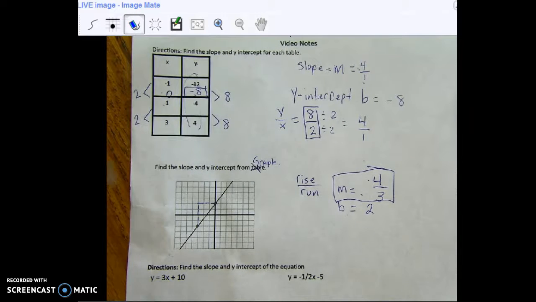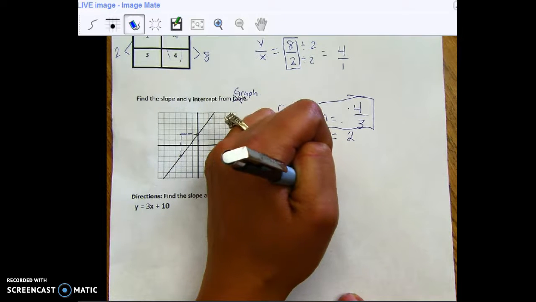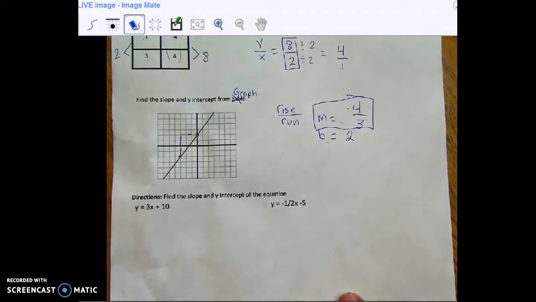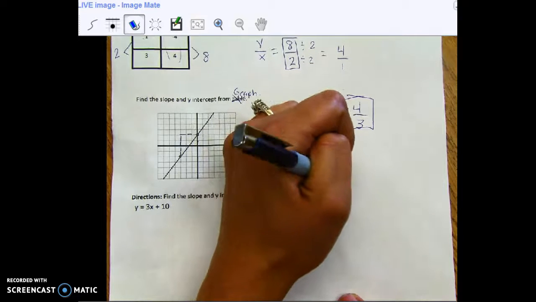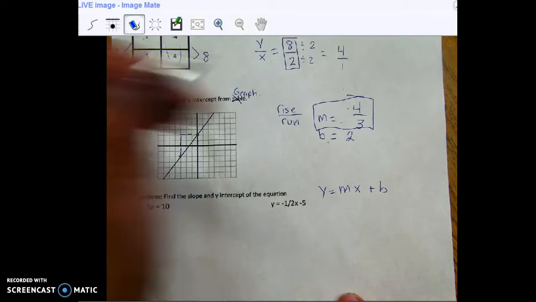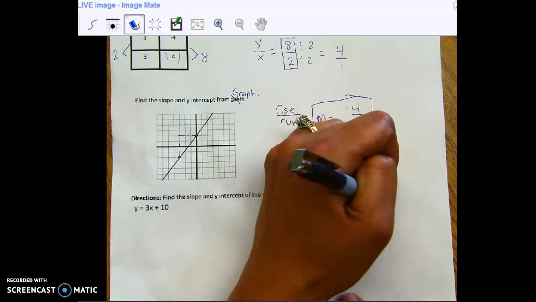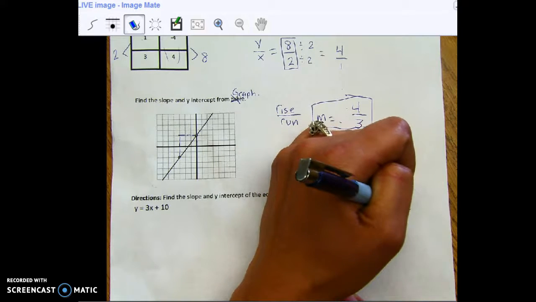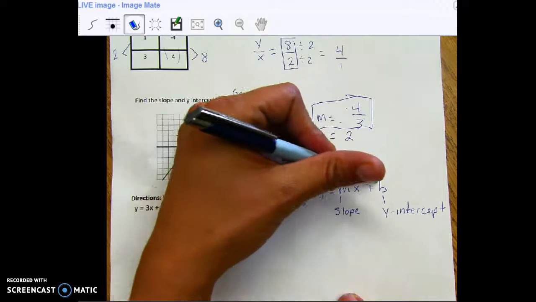You are going to be asked to find it from a table, from a graph, and from an equation to compare. We're going to look at equations. If you can, pause, open your notes to writing it. Equation from a word problem, and you have a diagram that looks like this. Y equals mx plus b. My m is my slope, and my b is my y-intercept. You are just going to look at your equation and see what values represent these two.